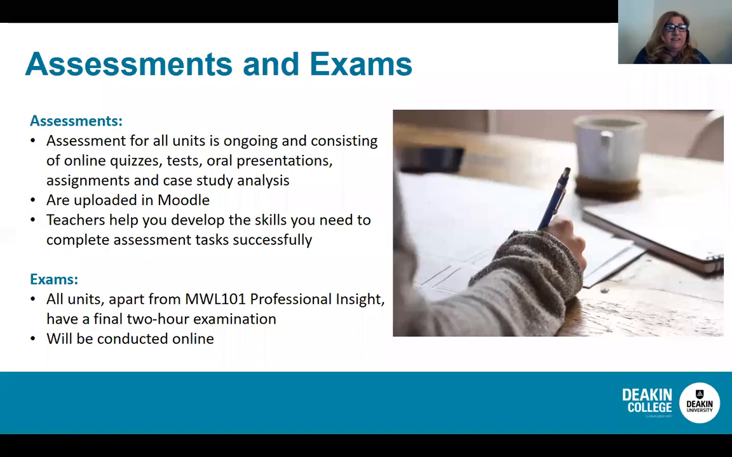How will you be assessed? Well, the assessments are ongoing and they comprise online quizzes, tests or presentations, assignments of course, and case study analysis. And all your assessments will be found or uploaded in Moodle, and your teachers will help you develop the skills that you need to complete these tasks successfully.